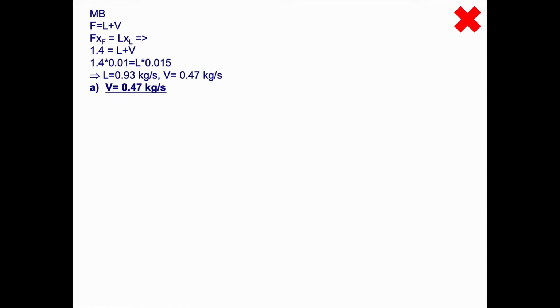So we make a mass balance. F must be L plus V, and F times XF equals L times XL, which means that we have 1.4 coming in. That must be the same as L plus V. And if we instead take the second mass balance, then we get 1.4 times 0.01 equals L times 0.015, which means that we get L. And once we get L as 0.93 kilogram per second, then we know that 1.4 minus that is V, so V is 0.47 kilogram per second. So that's our answer to the first question.